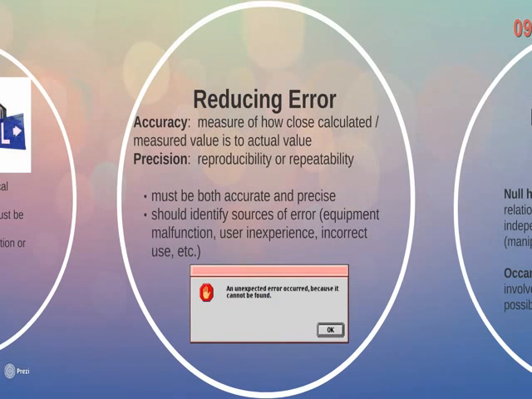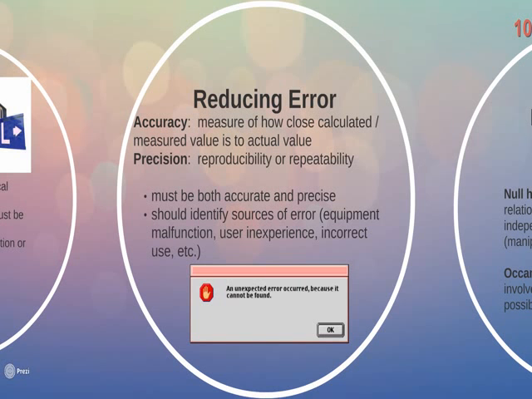When doing your experiment, you want to reduce error as much as possible. Accuracy is a measure of how close the calculated or measured value is to the actual value. Precision is the ability to reproduce or repeat and get the same results. In an experiment, you want to try and be both as accurate and precise as possible.